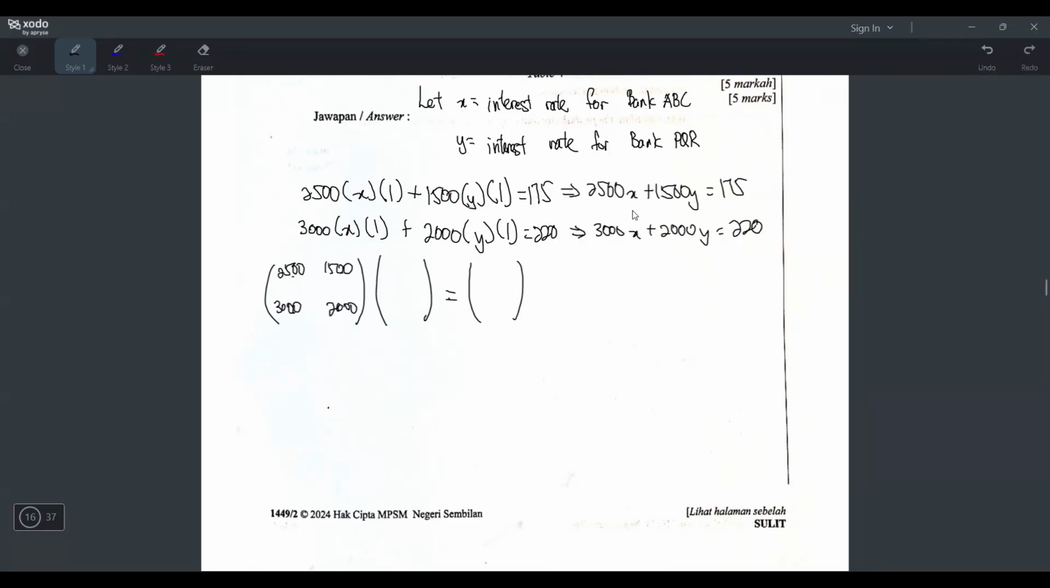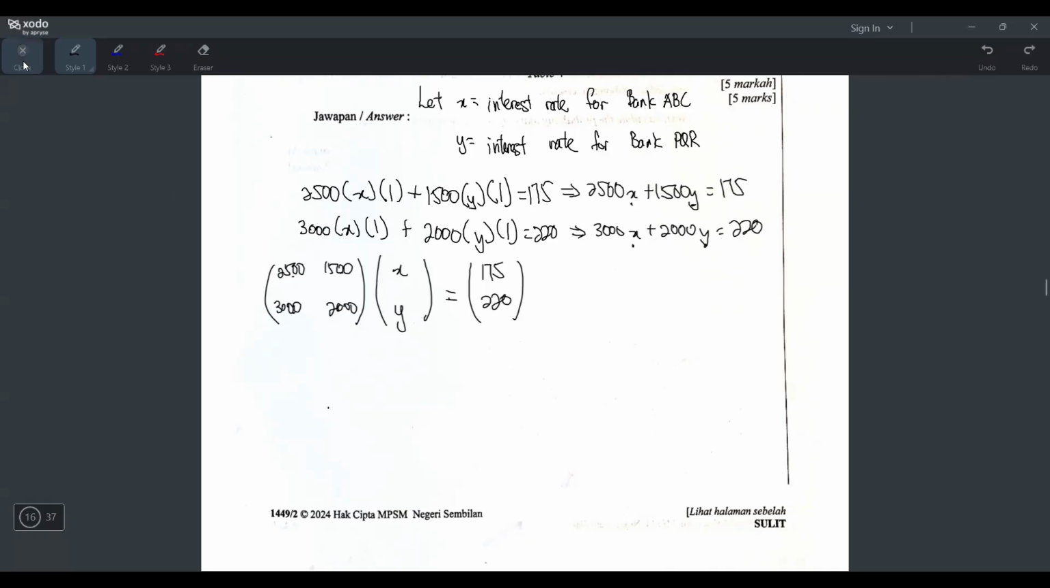After you take out the coefficient, now it's time to take out the unknowns, which are x and y. X is in front, so you write it on top. Y is behind, so you write it below here. And then for the last bracket, you just write down the answers, which are 175 and 220, like this, right? So this is how you convert the two equations to matrix form. But make sure it's arranged nicely first: x, x, y, y, number. Then only you can write. If it's not, then you arrange nicely first.